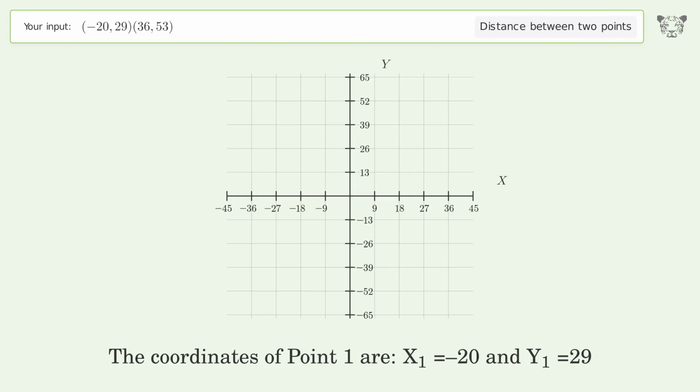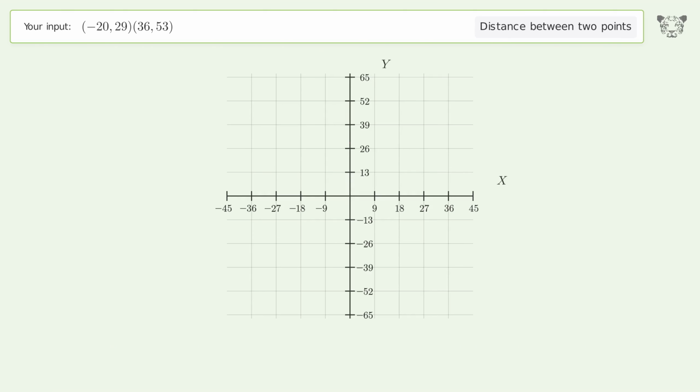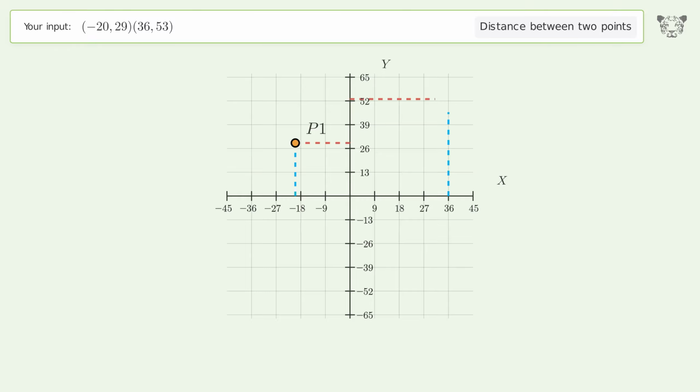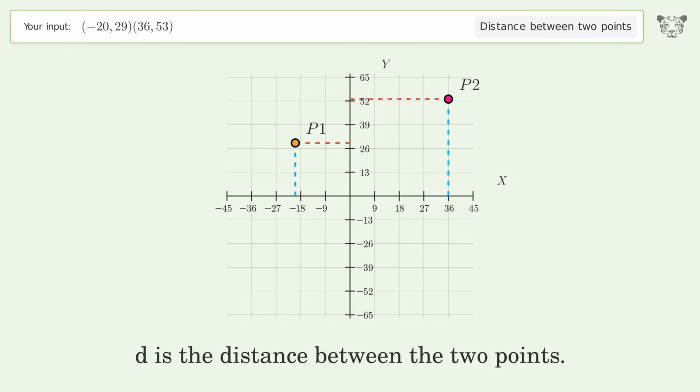The coordinates of point 1 are x1 equals -20 and y1 equals 29. The coordinates of point 2 are x2 equals 36 and y2 equals 53. D is the distance between the 2 points.